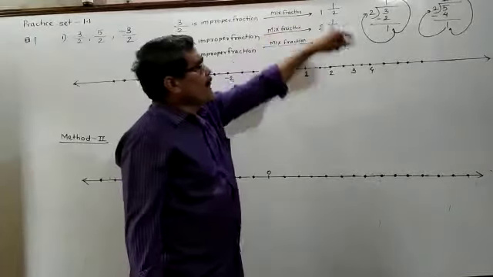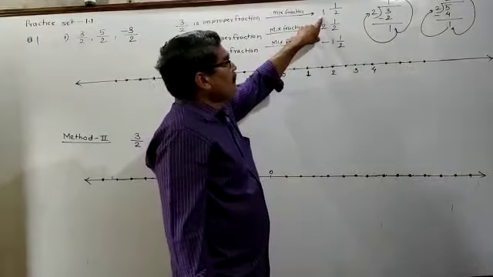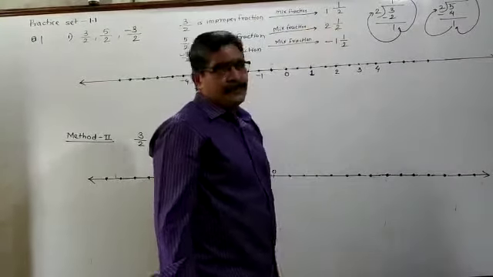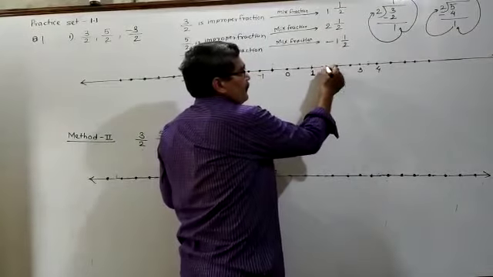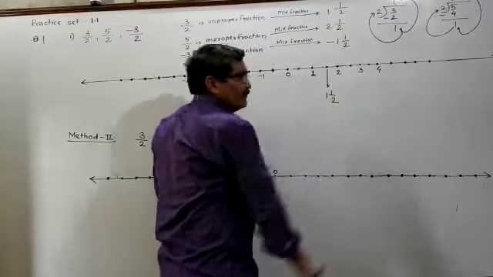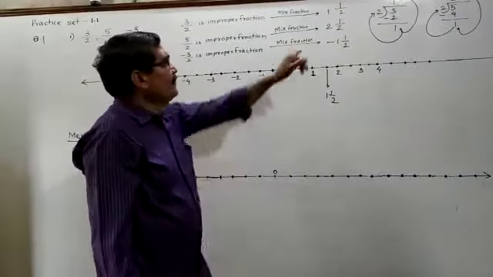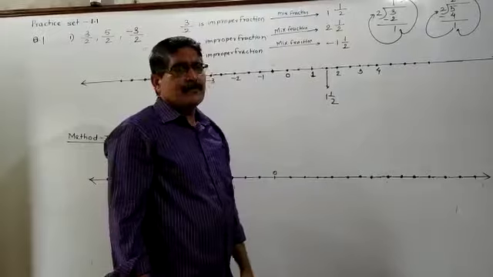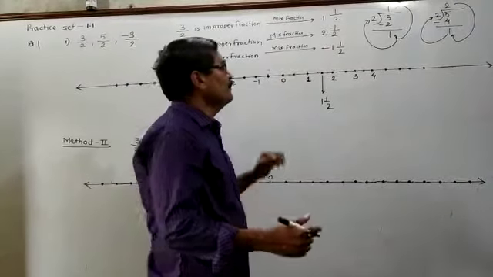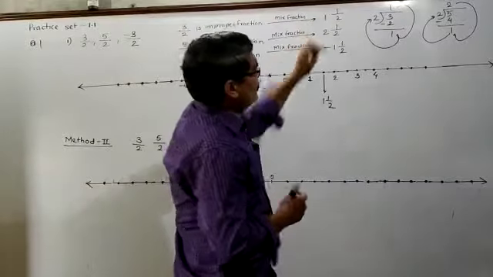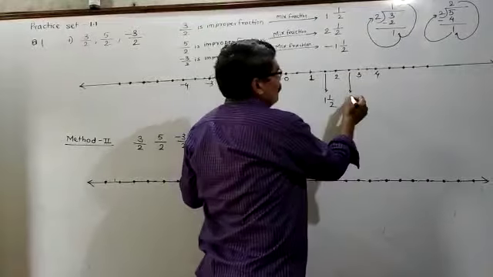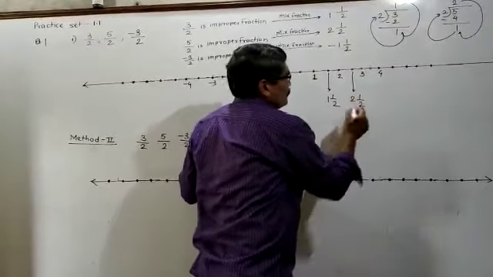Here 1 whole 1 upon 2 means after 1, you have to go to the first point. After 1 you have to go to the first point, and this you will show as 1 whole 1 upon 2. Then you have to show 2 whole 1 upon 2. After 2 you have to go to the first point, and this point will be 2 whole 1 upon 2.